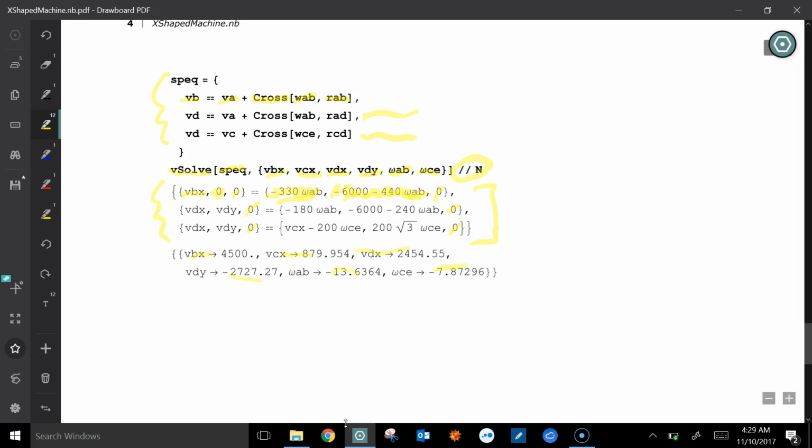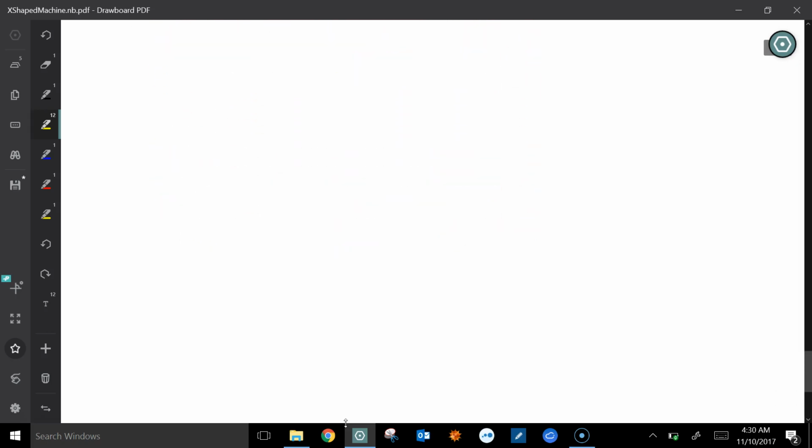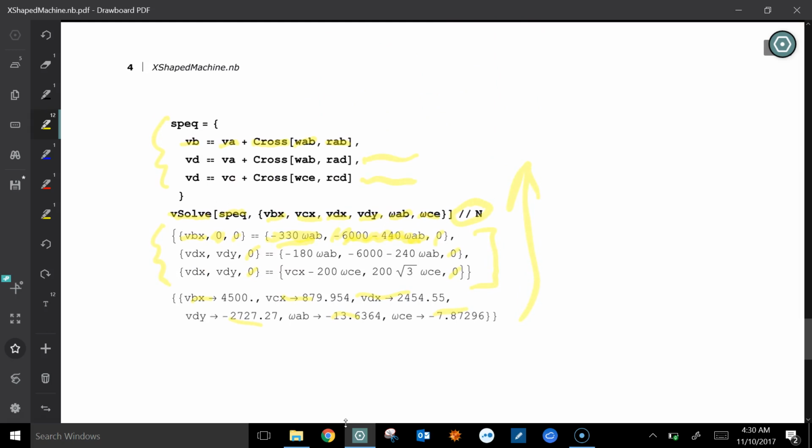And you can compare these numbers to what is found in the vector loop, and you'll find out that they're exactly the same. Okay, so it looks like I didn't do the accelerations, but the accelerations would be similar. You would just write the acceleration of B equals acceleration of A, cross, and etc. So anyway, that's how you would do special points with Mathematica. That's it.